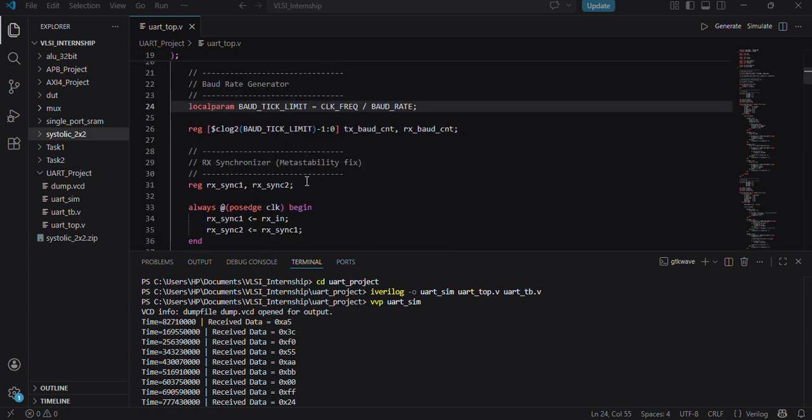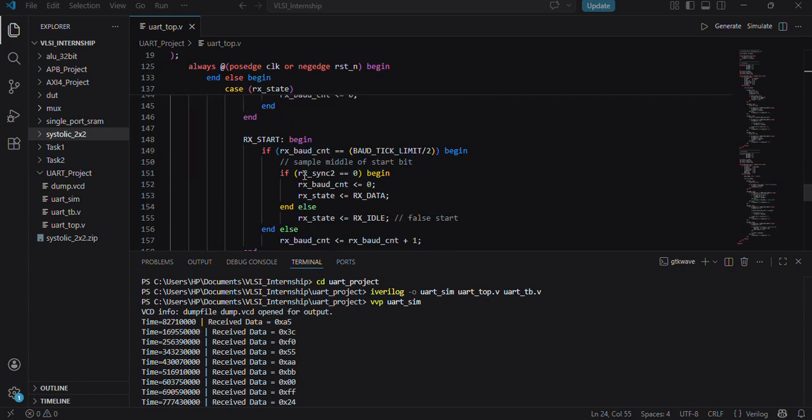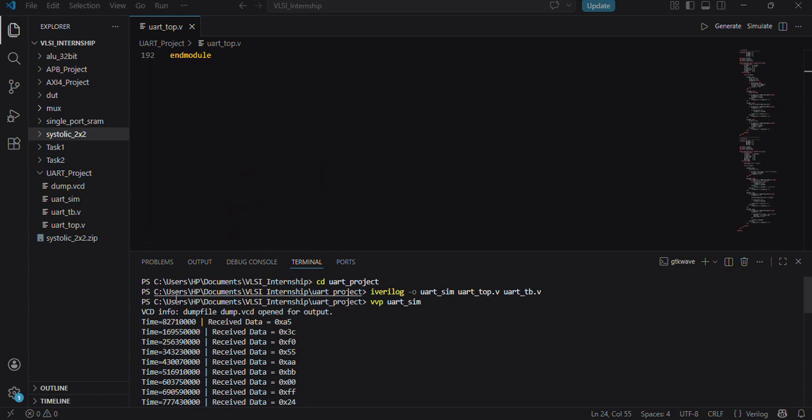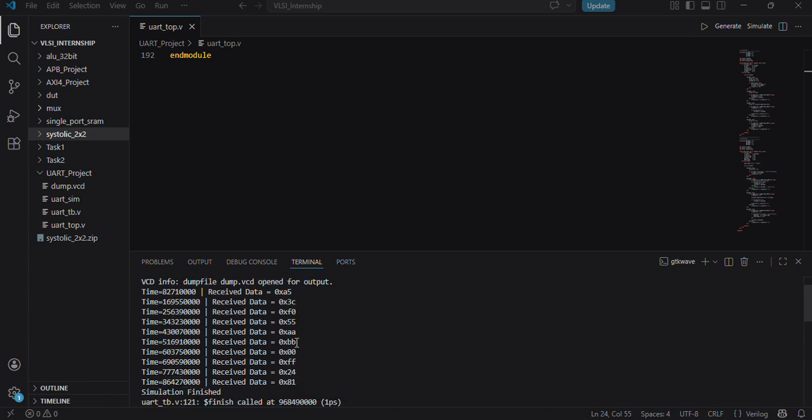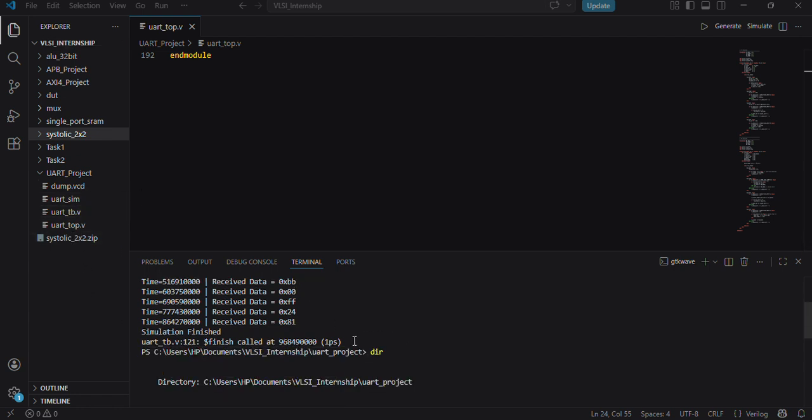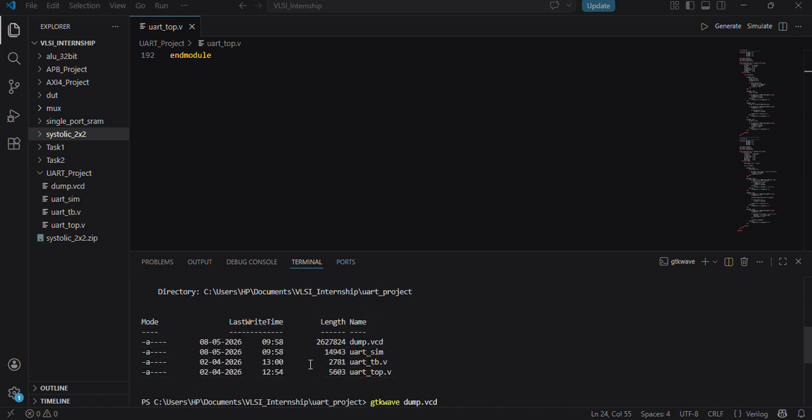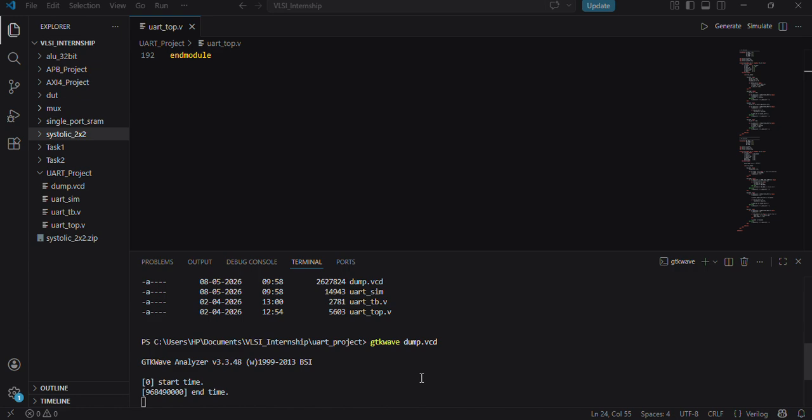And this is the RTL code for the UART. In this terminal, we have got the overall data, or the table, of the UART, which is the output of the UART. And see the dump VCD, UART sim, UART testbench, and UART RTL code. All the code has been saved in these 4 files.